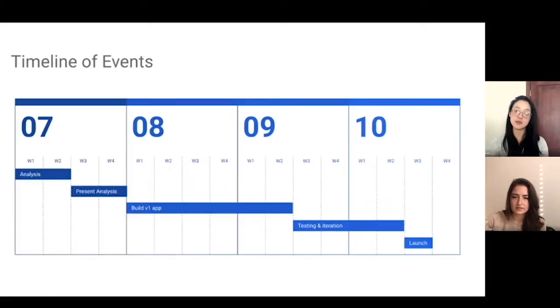So here's what a timeline of events could look like. The first 2 weeks for analysis, and then we're presenting the analysis now, and then a good chunk of time where we can build the app. And during the testing and iteration, this is where we want to focus on the 7th graders, get their feedback, and then finally we can launch and open it up to all other grades. So that's how we can build V1, or version 1, of the app.